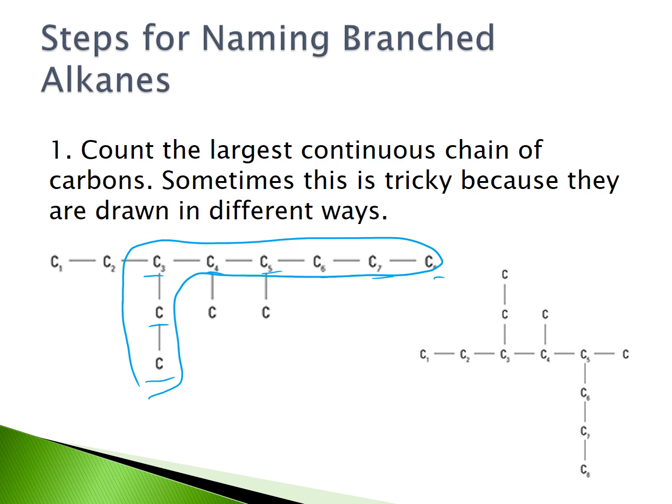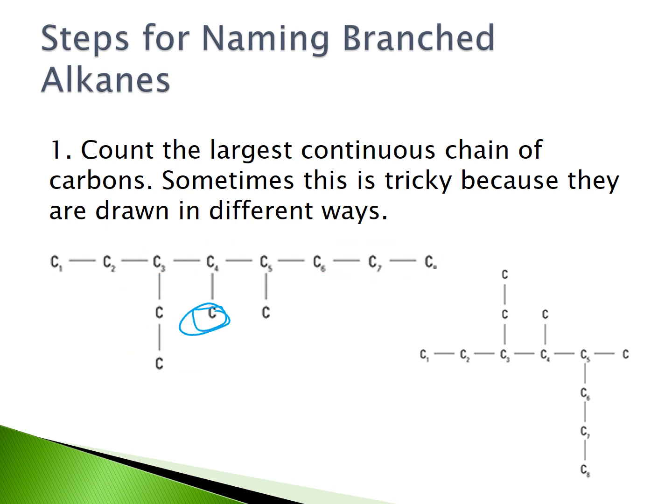What I couldn't do is count this guy right here as the start of my chain, because if I did that, it would be 1, 2, 3, 4, 5, 6. And I was able to get to 8 with my other way, so 8 would be a bigger number. So you always want to go with the longest straight chain.